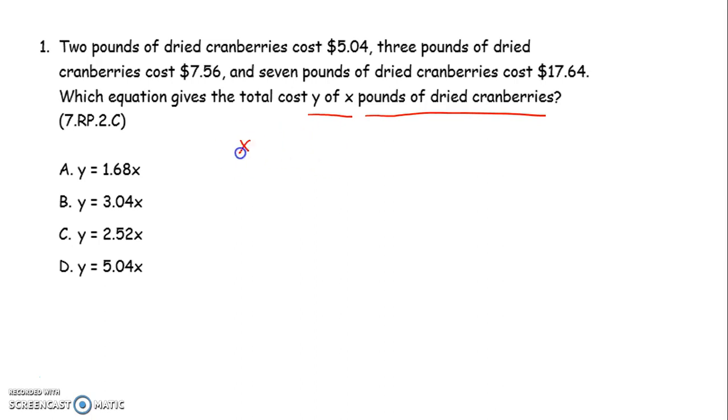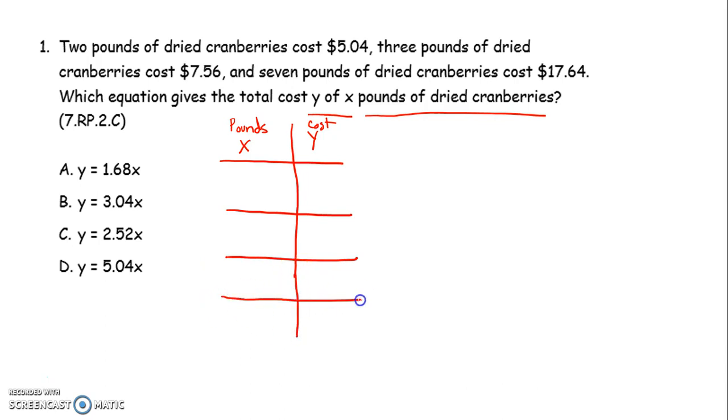Okay, so X is your pounds of dried cranberries. Your Y is your cost. And they want us to figure out what we have to do to each X to get to the Y's. That would give us our equation. So they tell us 2 pounds of dried cranberries cost $5.04. They tell us 3 pounds cost $7.56. They tell us 7 pounds cost $17.64. Alrighty. Which equation gives the total cost for X pounds of dried cranberries?